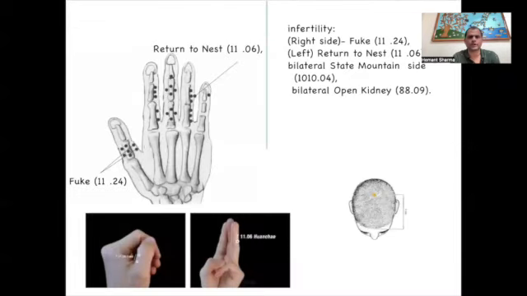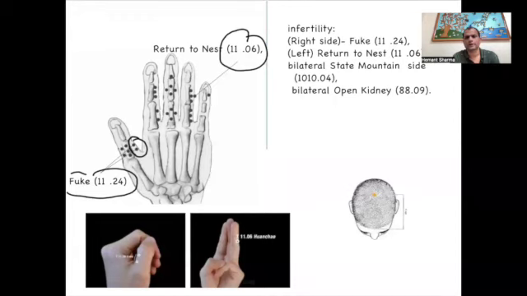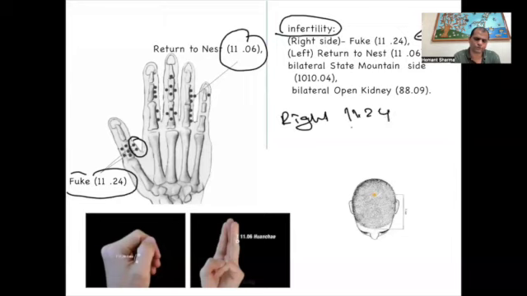We can see once again, 11.24, or called Fuke, on the thumb, 11.06 on the ring finger, right? Suppose some female is suffering with infertility. We are putting the 11.24 point. Suppose we are putting this point on the right side. In the right hand, I am putting the 11.24 point, and in the left hand, I am putting the 11.06 point.